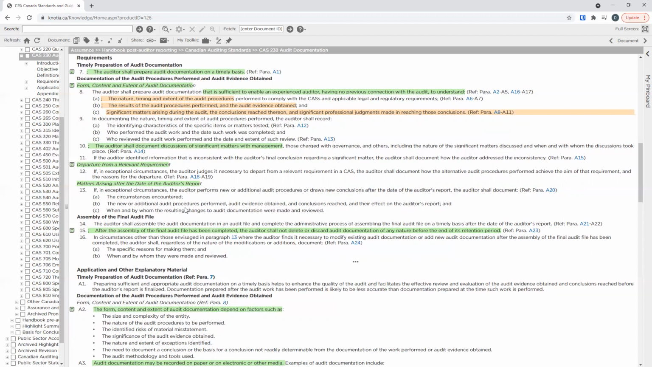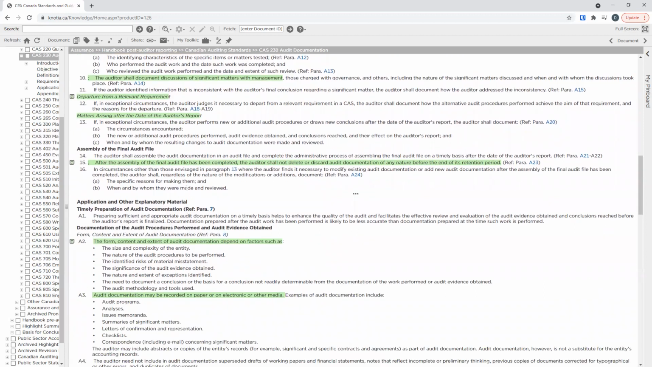Then matters arising after the date of audit report, are they significant matters, and what are the circumstances? Sometimes you will have to consider whether the conditions existed on the balance sheet date or not. Do we need to revise, and things like that? So that is also an important part. Then assembly of the audit file.